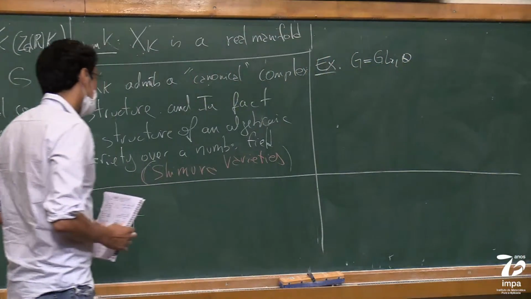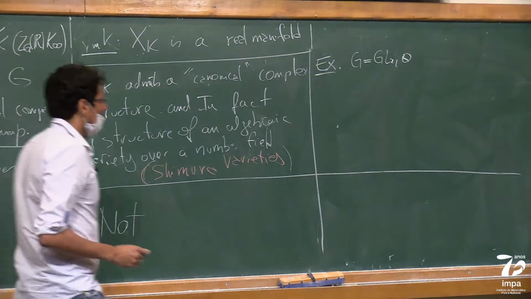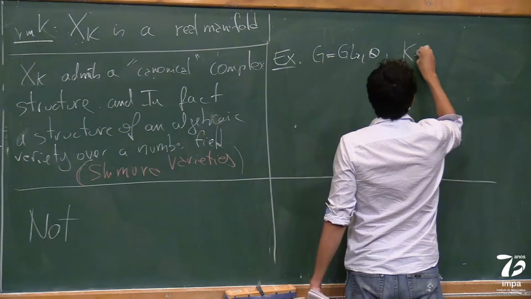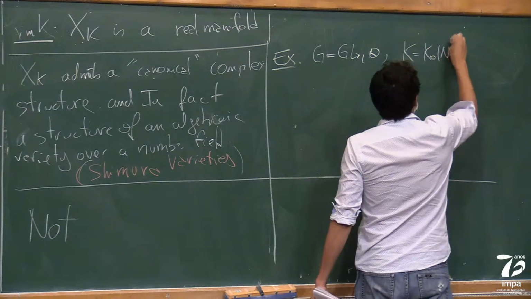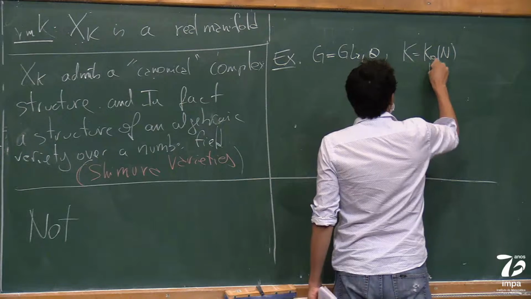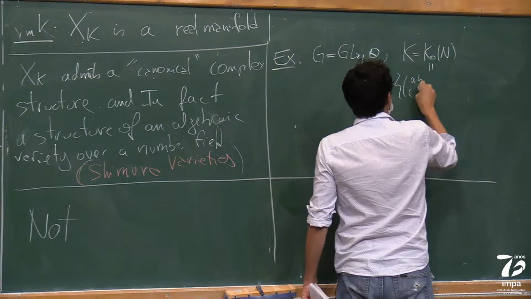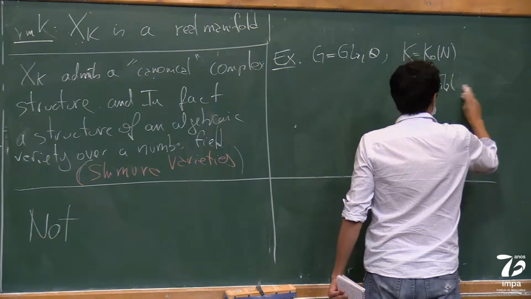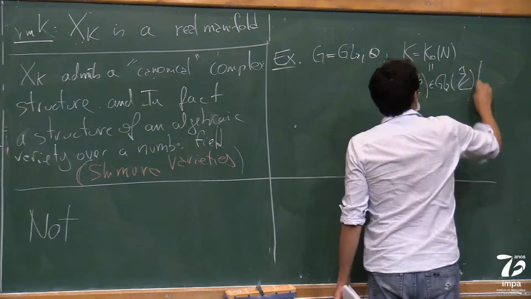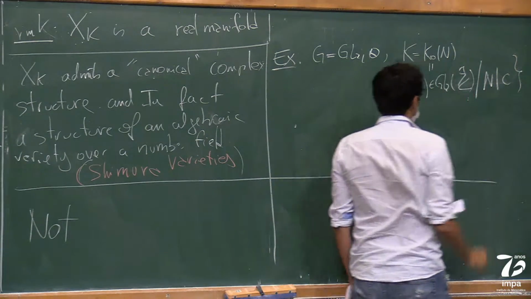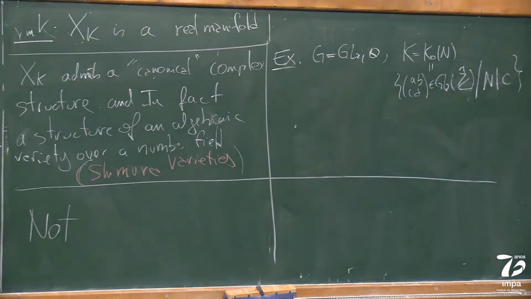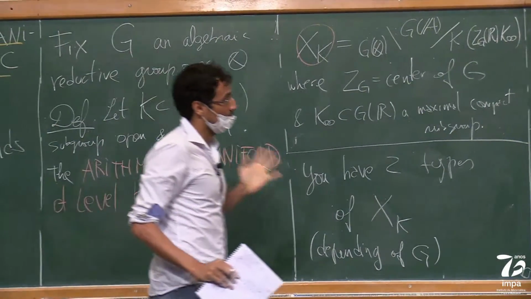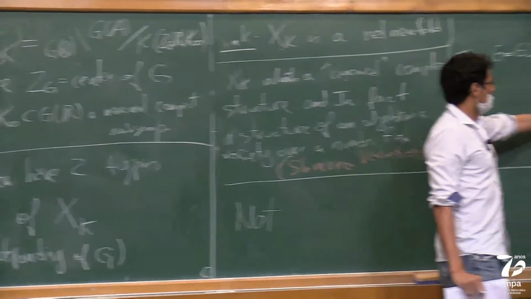GL2 over Q, and, okay, for example, take K equal to K0(n), or any number, and these will be the matrices A, B, C, D in GL2 of Z-hat, such that n divides C. Okay? So it's a special case of this general situation that we have here. We're taking K, this open compact subgroup, a very specific choice of it. Okay?